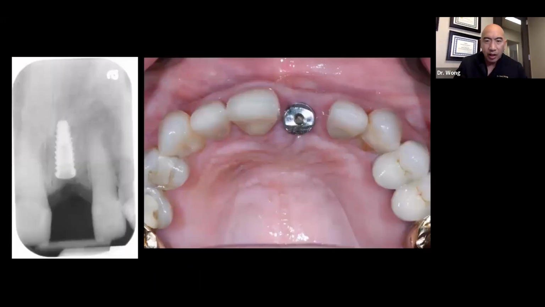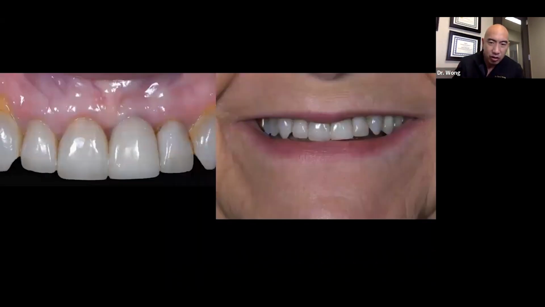At any rate, you can move forward and place your implant. And when you place your implant, you're off to the lingual just a little bit so that you can get a screw retained crown. And that's what it's going to look like. So everything looks pretty good. Not too bad for a staged approach.